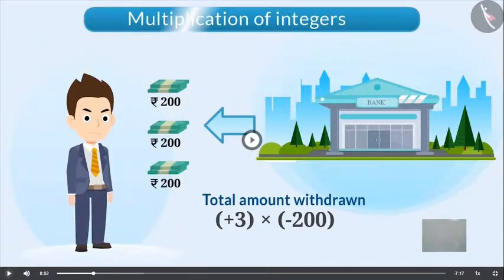So we know that when we deposit, we count it as positive, and when we withdraw, we count it as negative. So here we have minus 200, 3 times. Fine. Can anybody please comment the answer? What would be the answer here? Three multiply by minus 200. Minus 600. Yes. In such situations, it is necessary to understand the multiplication of integers.